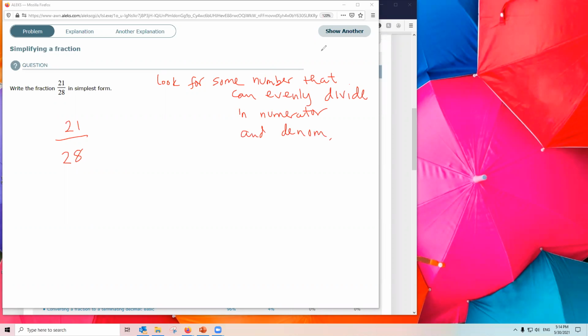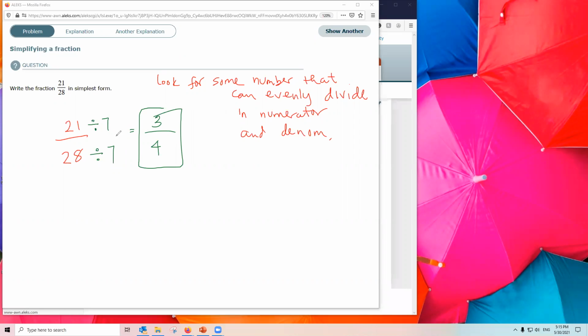Well, you could probably see 7 would evenly divide top and bottom. So what you do is you divide the top number by 7. You have to do the same operation on the bottom. So I'm going to divide the bottom also by 7. On top, 21 divided by 7 is 3. On the bottom, 28 divided by 7 is 4. So this is the simplified fraction.